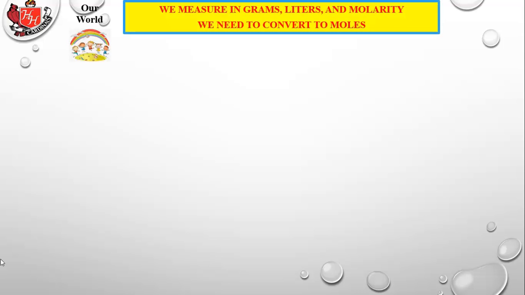It's the math of using a chemical equation. Now what mass means is we're going to be working with the weight or the mass of a substance. That is the number of grams, specifically how many grams of that substance. So let's go ahead and talk about that. So we need to measure in grams, liters, and molarity, and then we need to convert to moles.